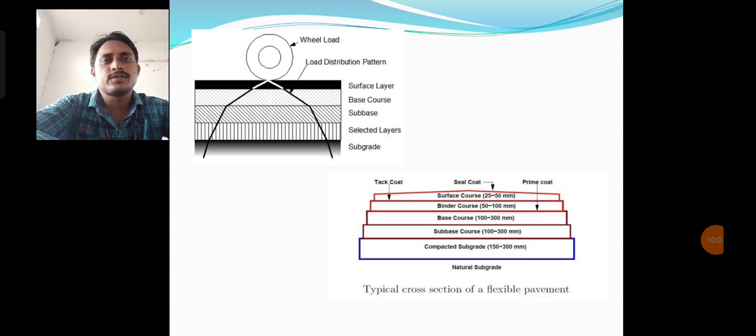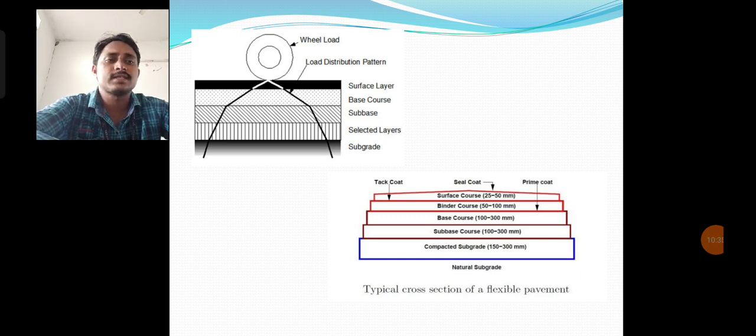If you observe the first diagram, there is a wheel load acting on the layers. When the load acts on the layers, the area increases towards the bottom layer, that is the soil subgrade. If the area is increased, the stress decreases. So the first diagram indicates the load distribution pattern and those layer names.